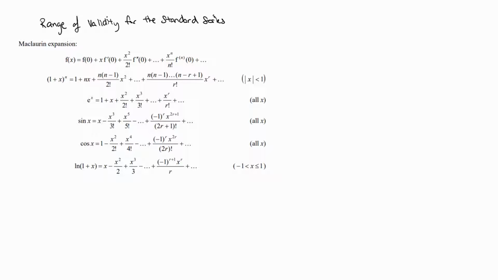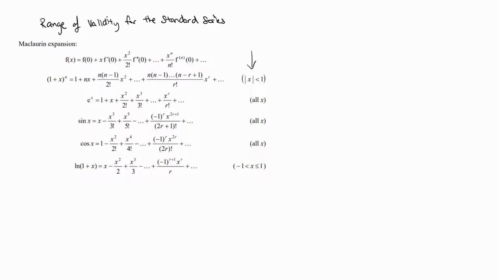Okay, so let's talk about the range of validity for the standard series. You can see on my whiteboard, I've cut and pasted the Maclaurin expansion that you can get from your MF26. Notice on the right-hand column there are some notes in brackets. These are actually the range of validity for the standard series.